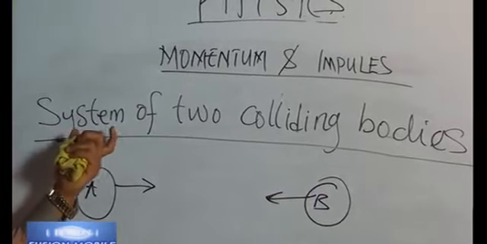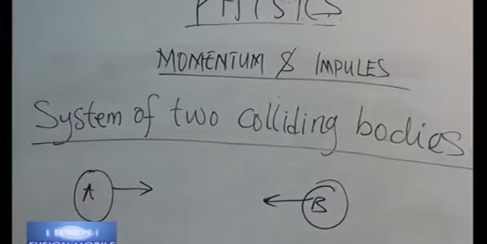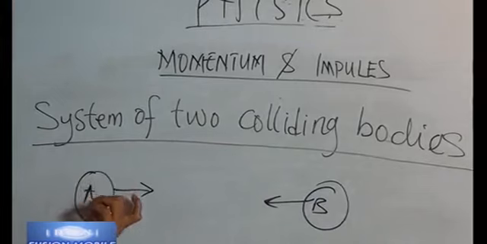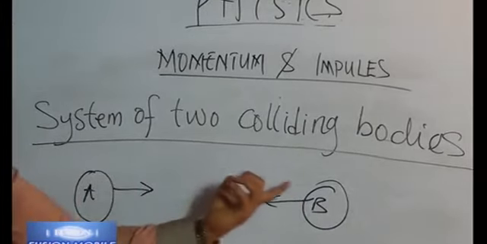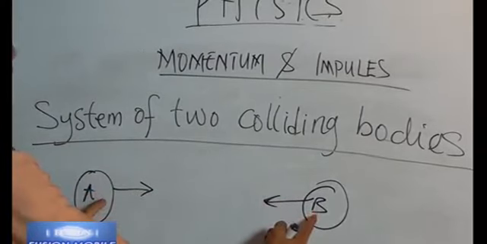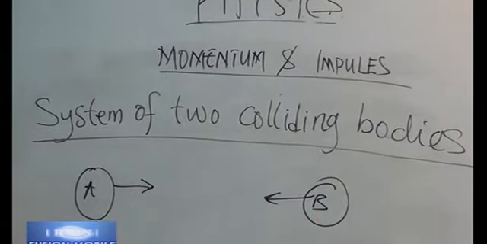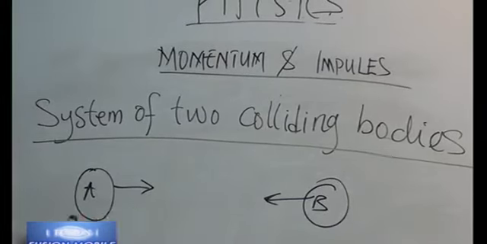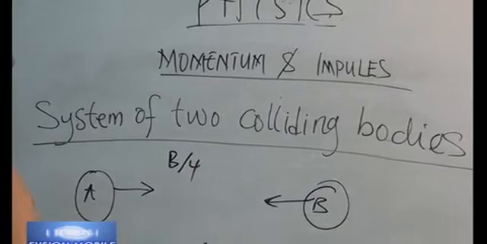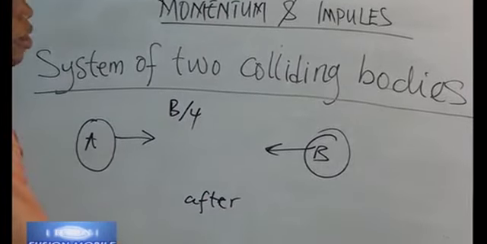The principle of conservation of linear momentum states that in an isolated system of two colliding bodies like A and B, the momentum before impact, that is before they collide, must be equal to the momentum after impact. That means if I take this to be my before and this to be after, I said that there are three possibilities we'll see after.